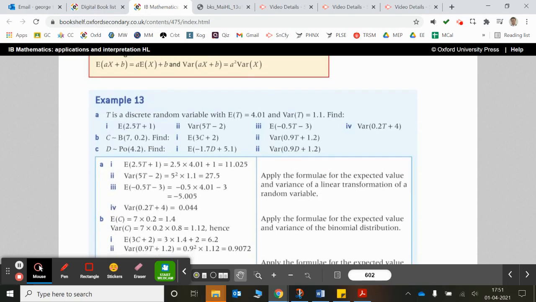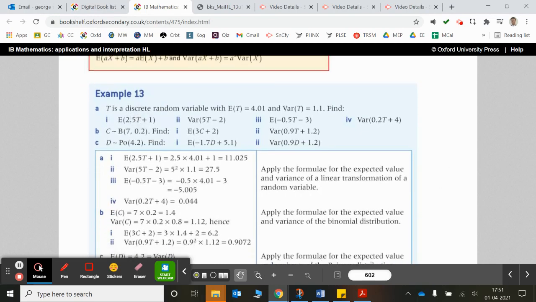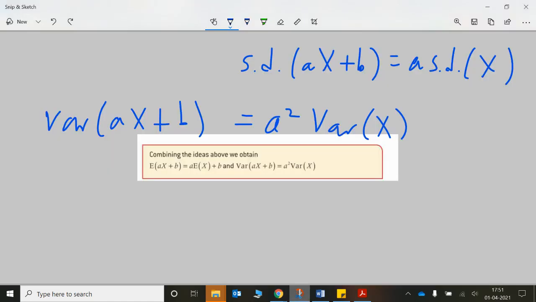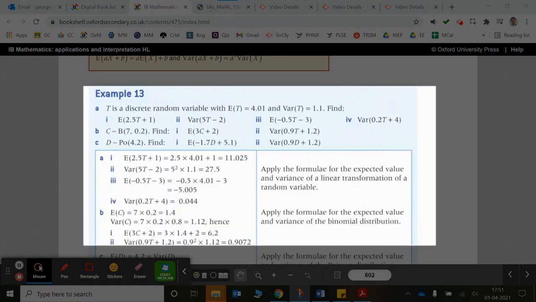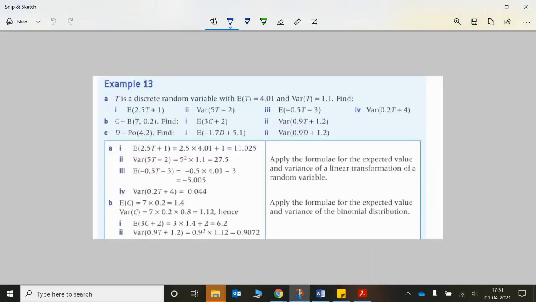So, for example, the first one here says t is a discrete random variable with E of t equal to 4.01. The variance of t is equal to 1.1. Find, and then we've got all of these things here. Let's just take some of this just to show this is actually really straightforward, simple stuff. It looks hard, but it's really not.